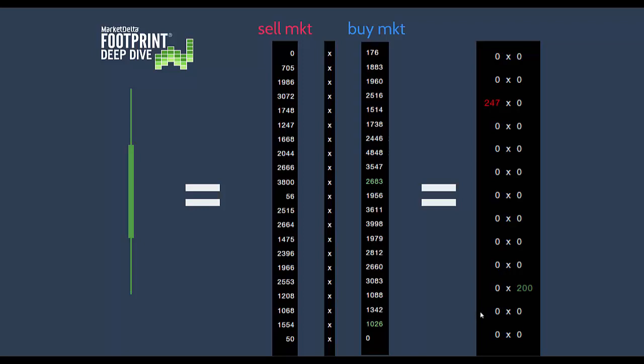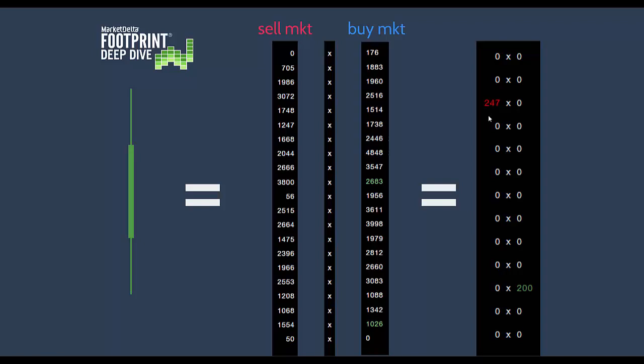Now, you have to remember, the way that data is reported, this isn't necessarily one person. It could technically be 247 one lots that came in and hit the bid. But what they did was hit the bid at the same exact millisecond. That's important because whether it's one guy or 247 one lots, it's a lot of selling at one particular moment.